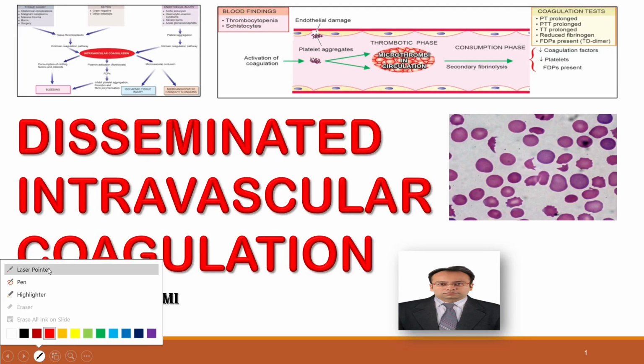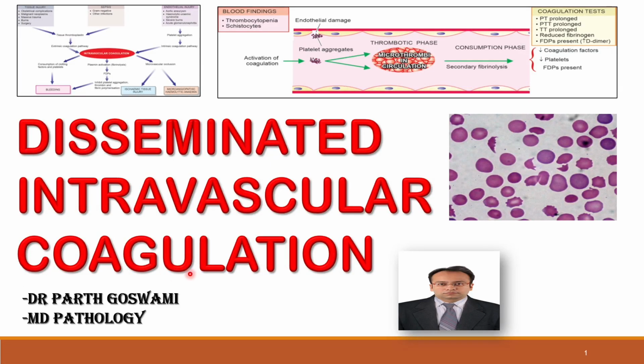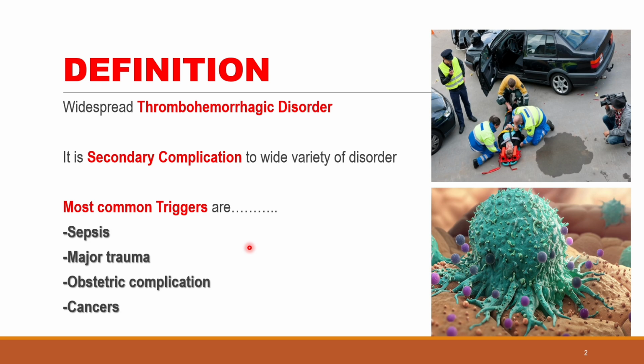Hello everyone, myself Dr. Parth Goswami, and today I'm going to teach you a very important topic from hematology, that is disseminated intravascular coagulation, formerly known by the name DIC. So the name itself suggests, within our circulation there is a formation of clot, microclots.